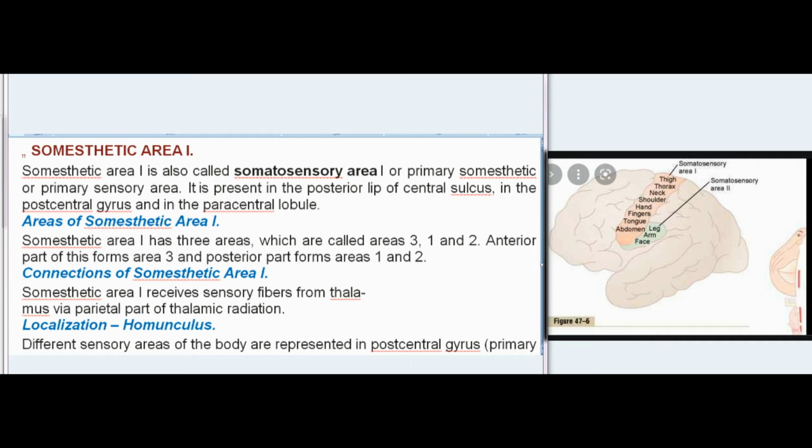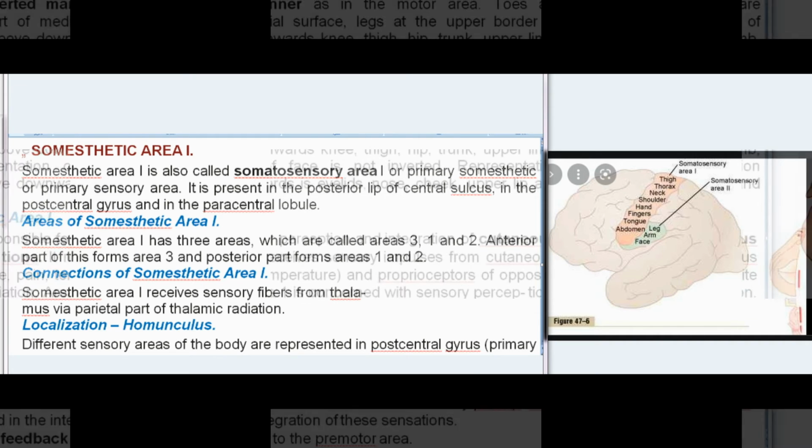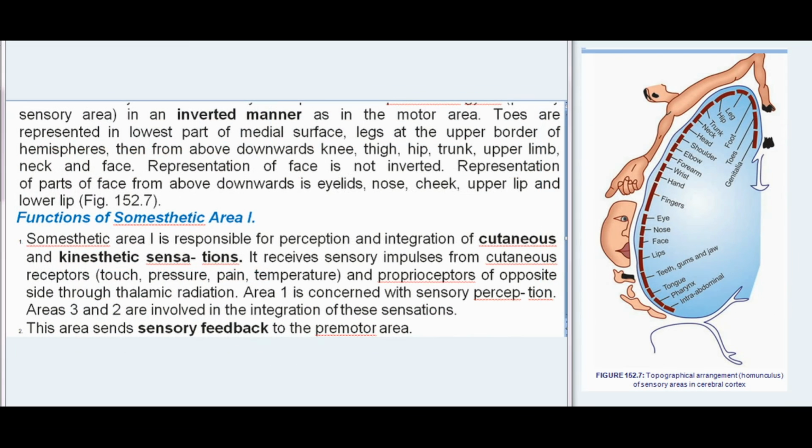Localization, homunculus. Different sensory areas of the body are represented in postcentral gyrus, primary sensory area, in an inverted manner as in the motor area. Toes are represented in lowest part of medial surface, legs at the upper border of hemispheres, then from above downwards knee, thigh, hip, trunk, upper limb, neck, and face. Representation of face is not inverted. Representation of parts of face from above downwards is eyelids, nose, cheek, upper lip and lower lip.